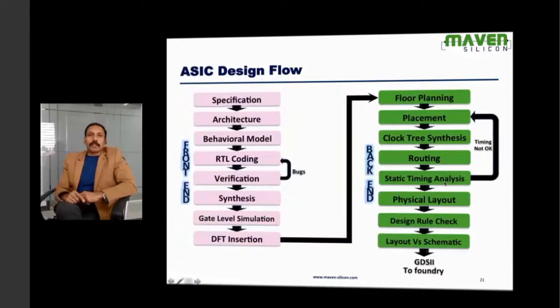Okay, all right. Now the front-end design is over. We started with the specification, and then we synthesized the RTL. We created the netlist, and later on we inserted the DFT logic. Now the final netlist is ready for P and R.